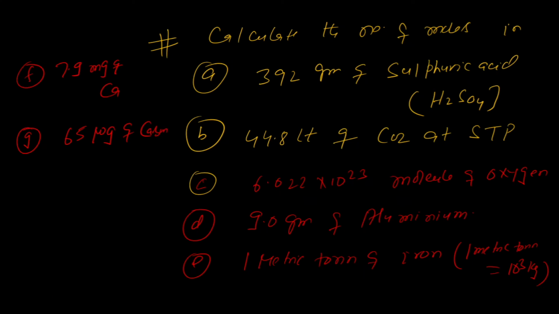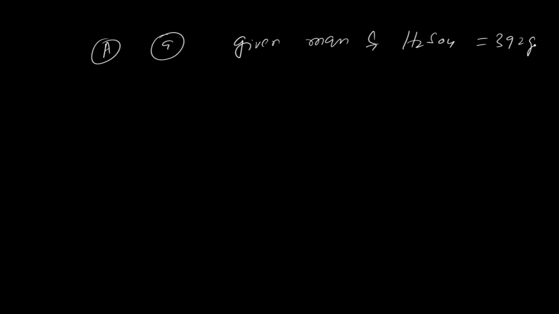Then let's start with question number one. What you have to find out? Number of moles in each case. Now the first question is 392 gram of sulfuric acid. Then the given mass of sulfuric acid, that is H2SO4, is equal to 392 gram.